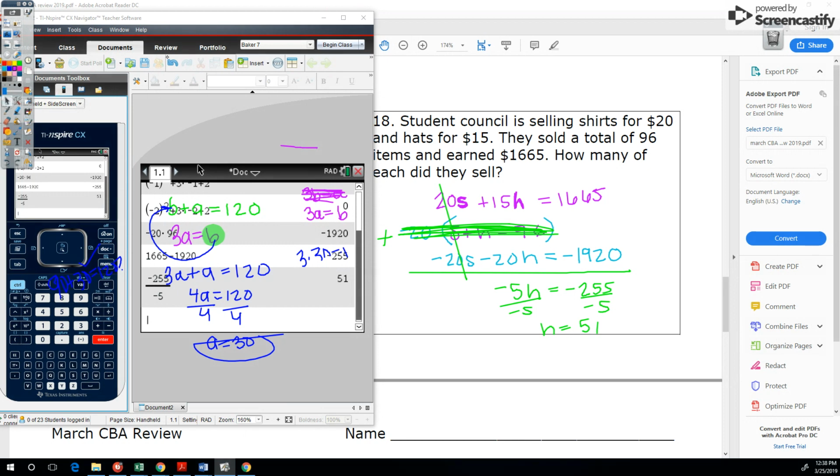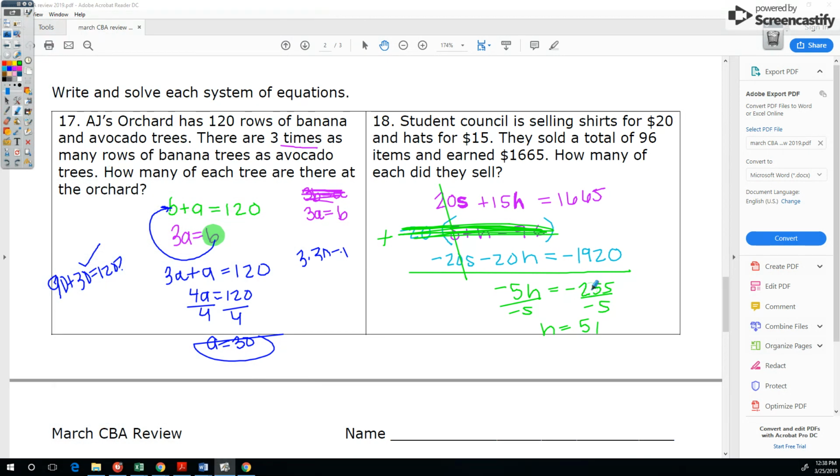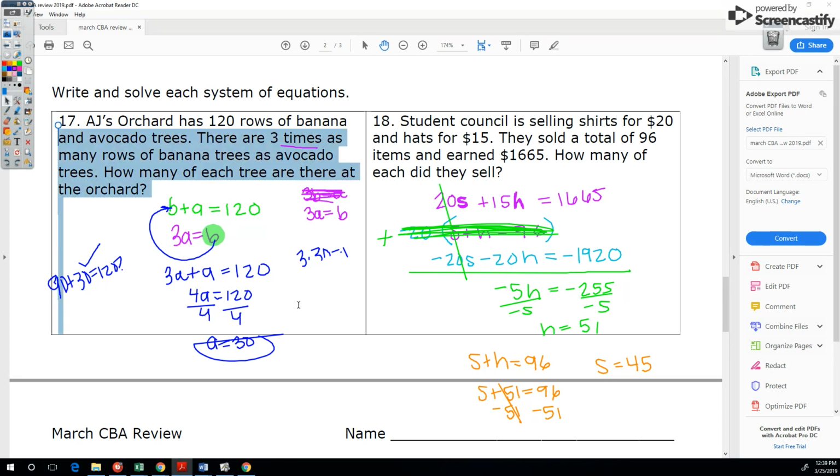So let's look at the rest of the problem. So if we had 51 hats, there was a total of 96 items. So then s plus h is 96. But h is 51. So 96 minus 51 is 45. So let's make sure all this adds up. Let's go to my calculator. Let me erase this stuff over here so I can actually see.